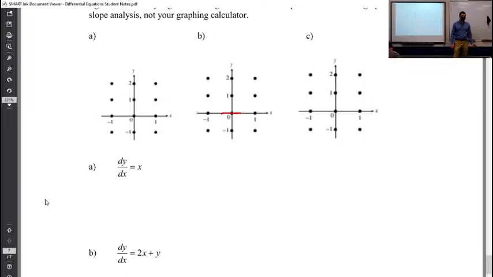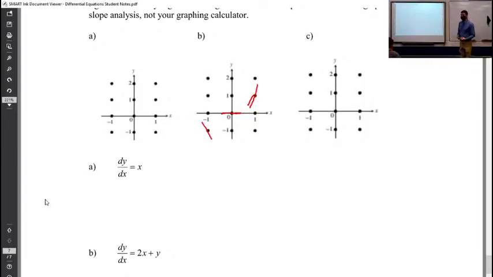Anywhere that's undefined? No, not this time. And we can start going down the line. How about when x is 1 and y is 1? Our slope is 3. So we're going to draw a slope of 3. How about at negative 1, negative 1? It's going to be negative 1. Or no, it's going to be negative 3. Sorry, negative 3. I can't add today.